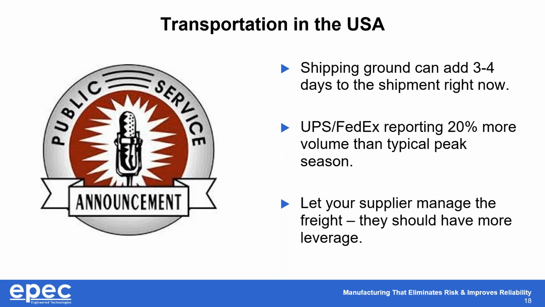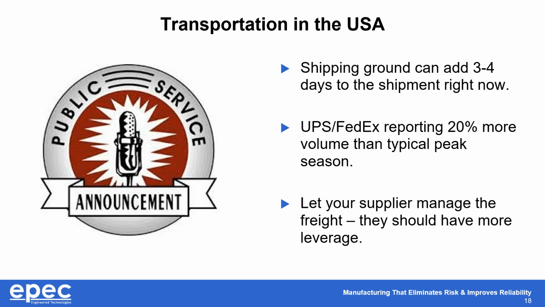UPS and FedEx are reporting that they're at 20% more volume than typical peak season, which is the Christmas season. 20% more volume with this whole COVID stuff now than they are during peak season. So they're just getting clobbered, right? And so if you go ground, they're not going to intentionally delay, but they know that their guarantee is technically 3 to 5 days. They're going to maybe use all 5 of them.